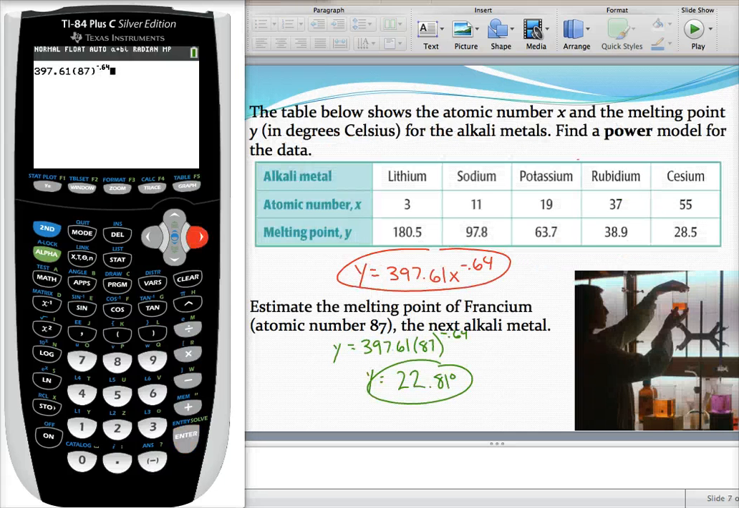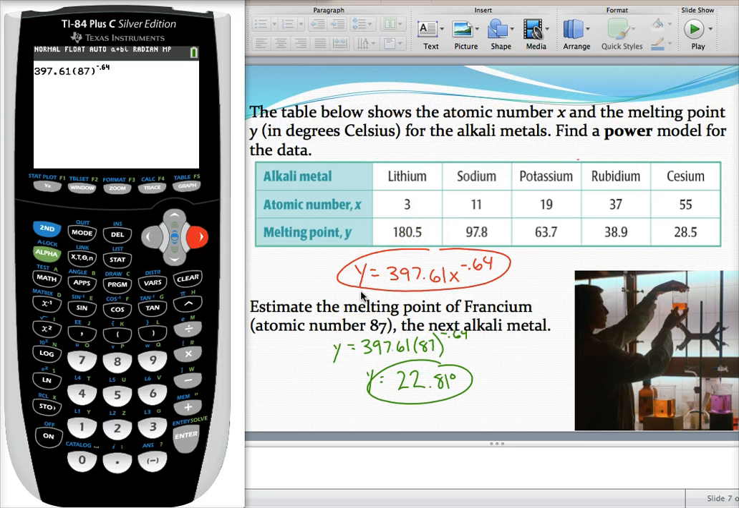And for our last example, let's take a look at an application of doing a power model. Again, look for that keyword in the problem. That's the only thing that's going to tell you whether you're doing a power or exponential model. So pause the video, get this data typed in, just make sure you can come up with the same power function that I came up with. This time it's the atomic number as the x and that element's melting point.